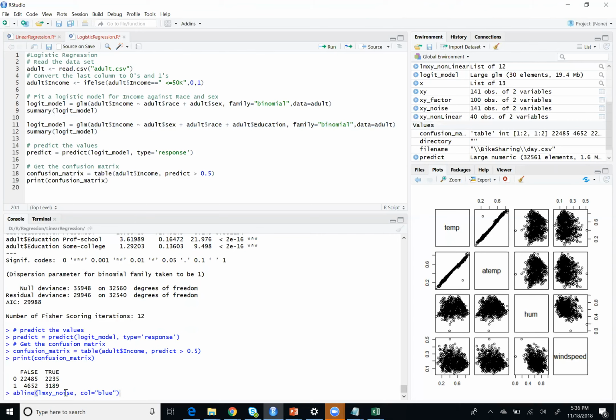So this is the confusion matrix. You can see it's doing a pretty good job. In a confusion matrix, we actually have the diagonal elements, right? You see the sum of the diagonal elements is much better than the other two. So therefore, we did a pretty good job by including education into our equation.